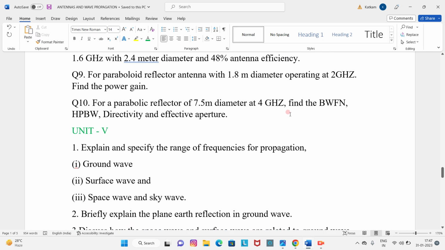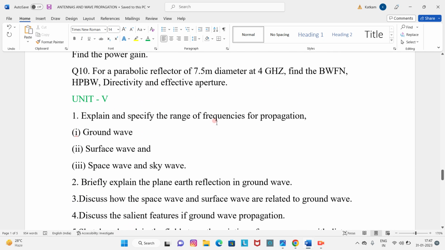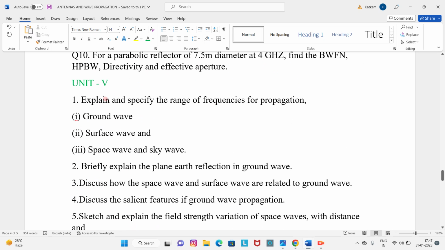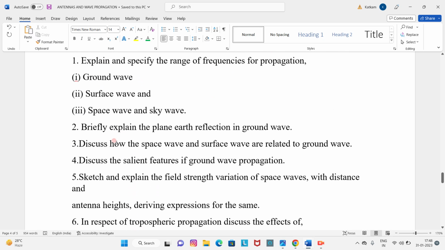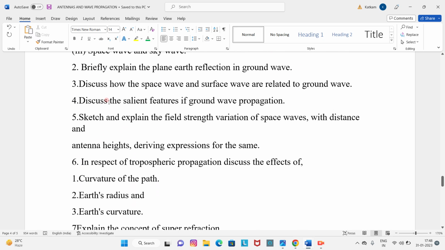ground wave propagation, surface wave, space wave and sky waves. Second question, briefly explain the plane earth reflection in ground wave. Third question, discuss how the space wave and surface wave are related to ground wave. Fourth question, discuss the salient features of ground wave propagation. Fifth question, sketch and explain the field strength variation of a space wave with the distance and antenna height, deriving the expression for the same.